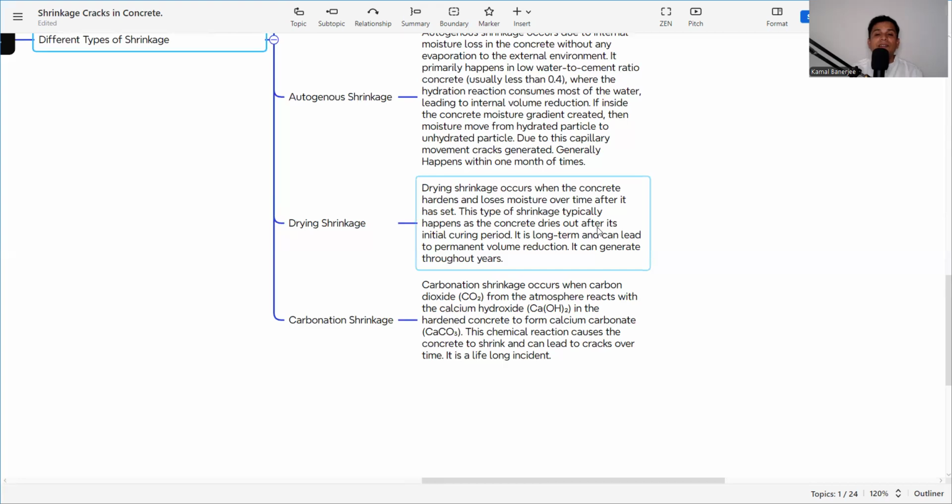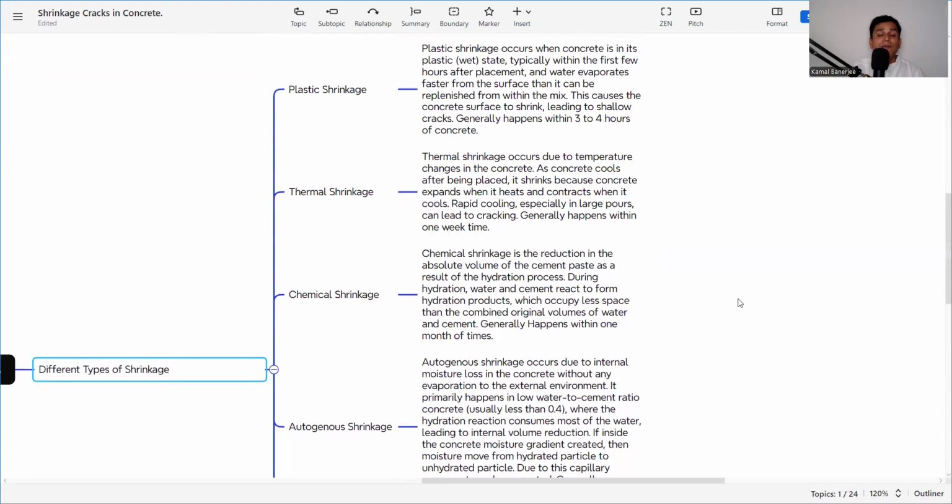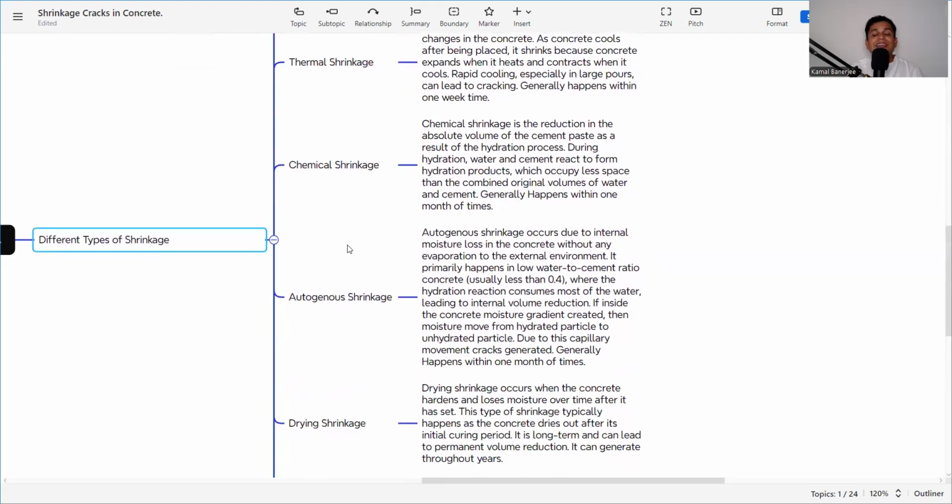So this type of shrinkage typically happens as the concrete dries out after its initial curing period. Okay, it is long term and can lead to permanent volume reductions. It can generate throughout the year. So throughout the years, this drying shrinkage happens. So what are the types of shrinkage? Plastic shrinkage, thermal shrinkage, chemical shrinkage, autogenous shrinkage, drying shrinkage.